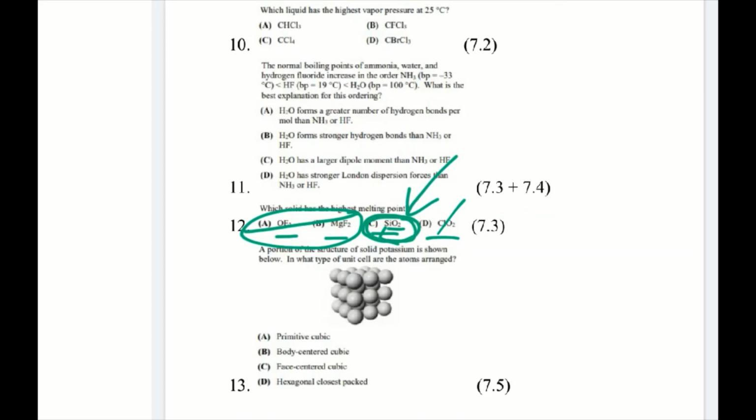Number 13. A portion of the structure of solid potassium is shown below. In what type of unit cell are the atoms arranged? At first you might think this is complicated, but the unit cell is the repeating block, and I think what's repeating is this part over here, where we have this nice little cube with 8 corner atoms and a center atom in the middle. So I think this will be body-centered cubic, and that's 13.